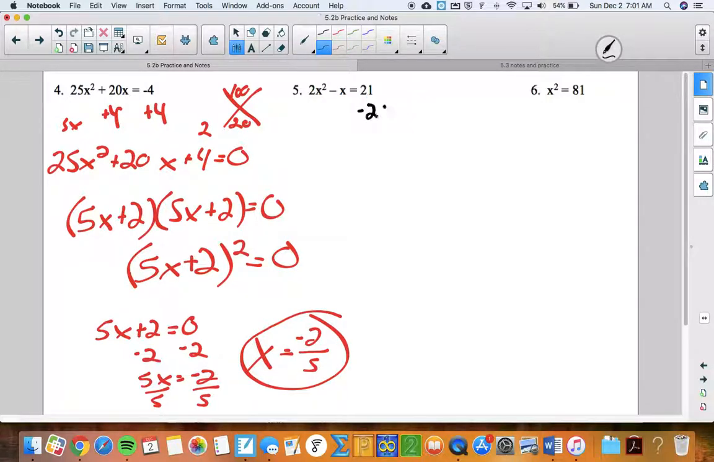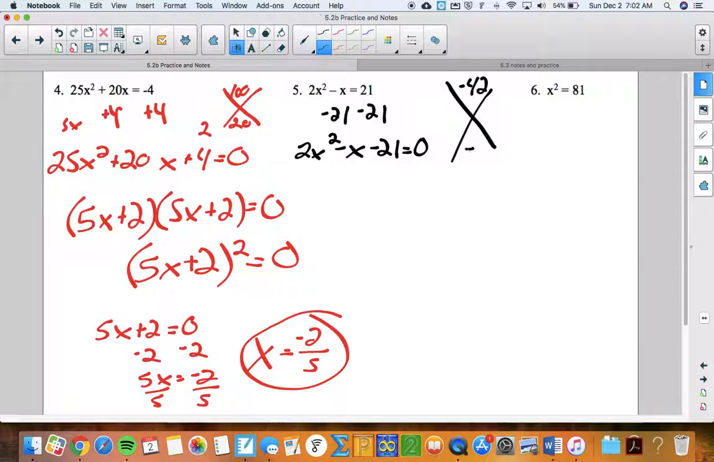Number 5, subtract 21 to get this set equal to 0. So we get 2x squared minus x minus 21 equals 0. There is not a greatest common factor I can take out of this. So I'm going to proceed to the diamond method. I need to take my a times c value though because there is a leading coefficient. So that gives me negative 42 and negative 1. So numbers that multiply to negative 42 and add to negative 1, that gives me negative 7 and 6.